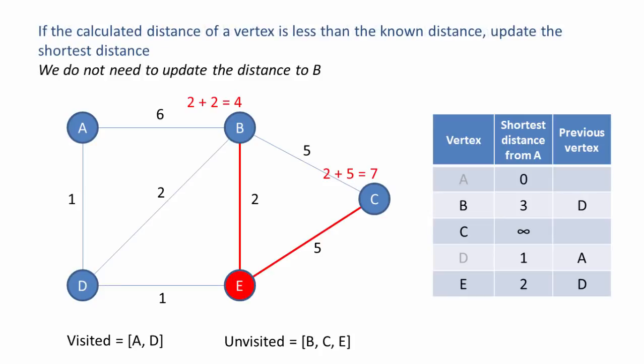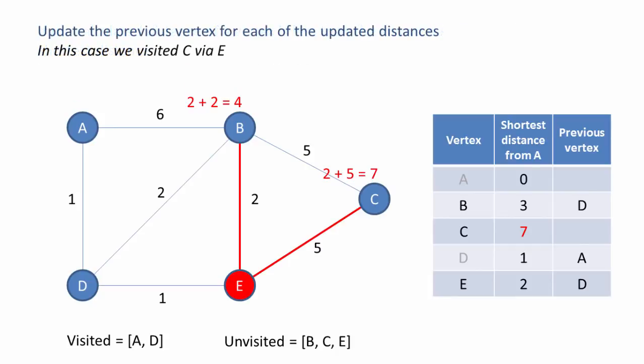If the calculated distance of a vertex is less than the known distance, update the shortest distance. Well, we don't need to update the distance of B this time. We've calculated 4, but our table indicates that we've already got a shorter path, so we'll leave that alone. On the other hand, the total distance to C that we've just calculated is 7. In the table, it's currently infinity, so obviously we're going to overwrite that. And since we've updated the value for C, we're going to update the previous vertex for C. In this case, we visited C via E.